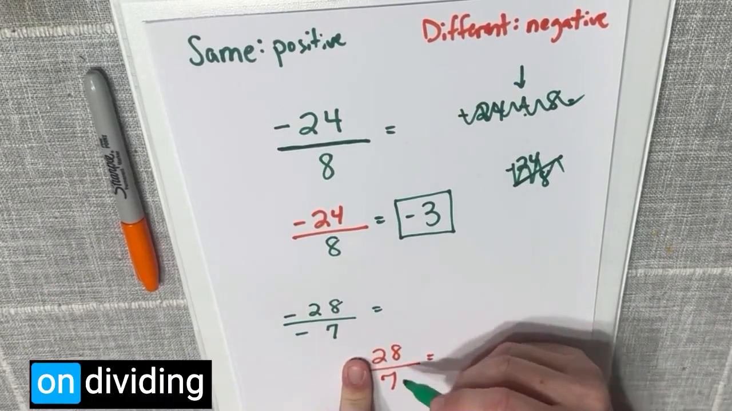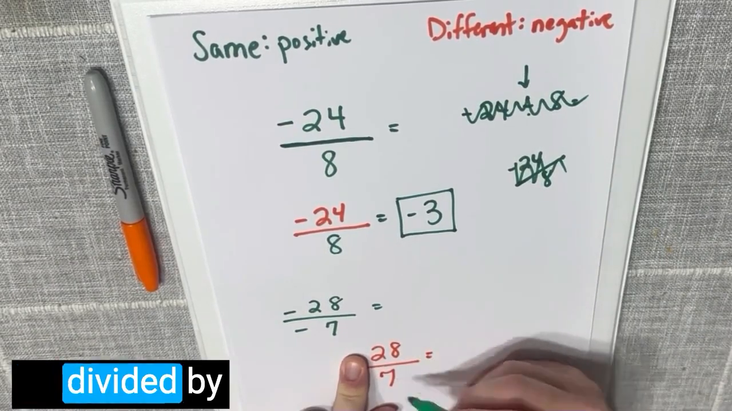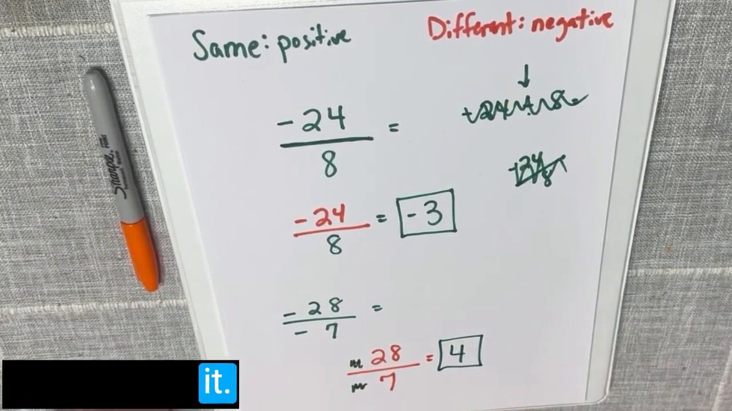So then we could just focus on dividing. 28 divided by 7 is 4. And you got it. You're done.